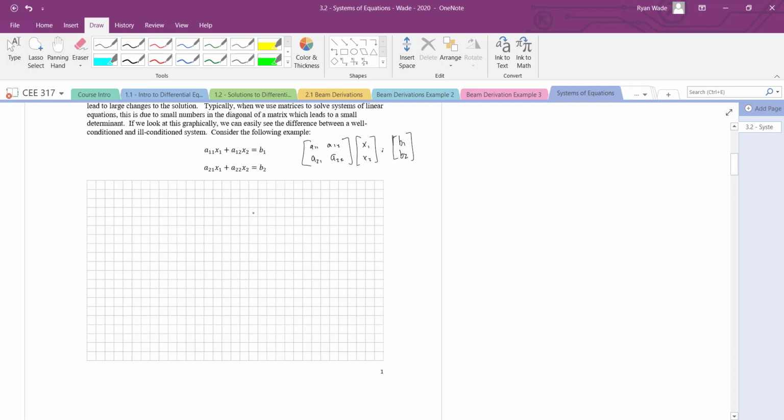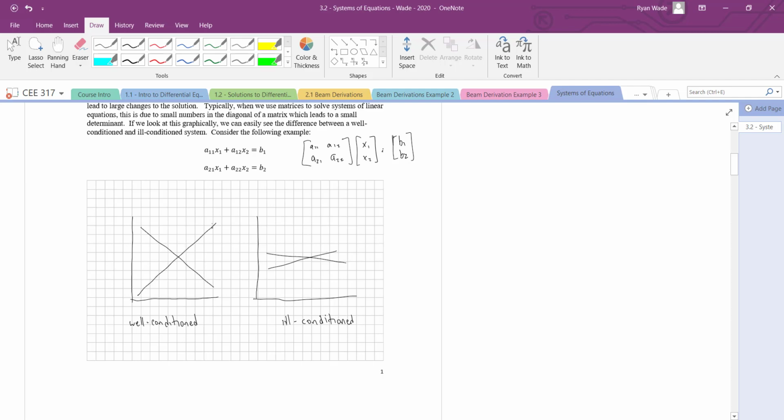What this would look like graphically is that they're both linear equations, and we could have two separate scenarios. I'm going to draw them out here. If we label this one as well-conditioned, and this one as ill-conditioned, what they'd look like graphically, if our matrix was set up properly, is this one would look something like this, and this one would look something like this.